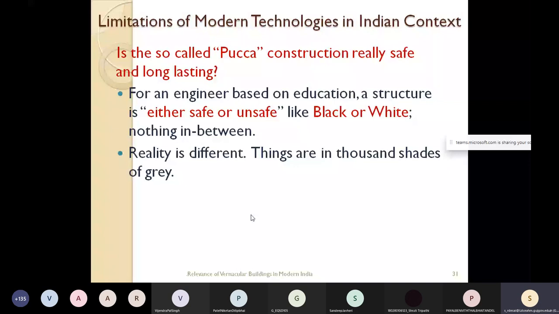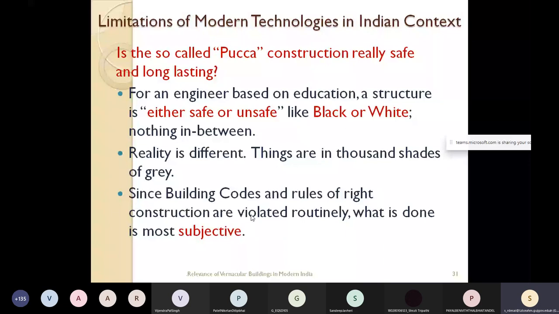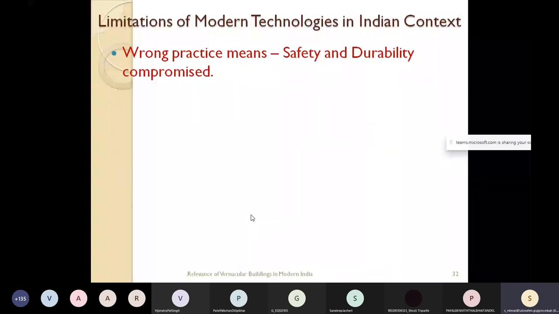The degree of safety varies from building to building, depending on how it's built and who builds it. Since the building codes and rules of right construction are violated routinely, what is done is most subjective, right? In seismic zones 4 and 5, we are supposed to use 1:4 mortar for brick masonry. But what the hell? One can use 1:8, 1:10, 1:12, isn't it? That's a reality that we see. So, subjectivity. One can put any steel anywhere. We see jugaads everywhere. All right. So, the limitations of modern technology in the Indian context: wrong practice means safety and durability are compromised.